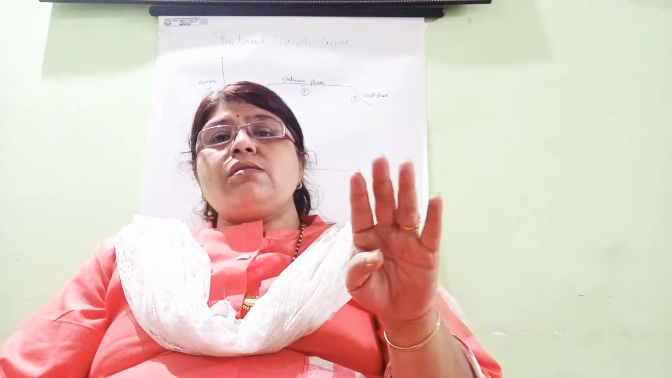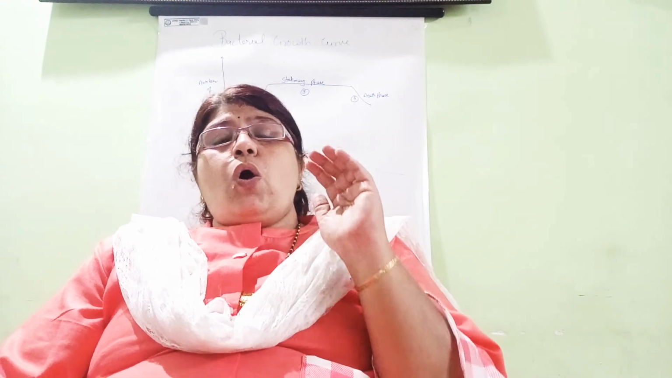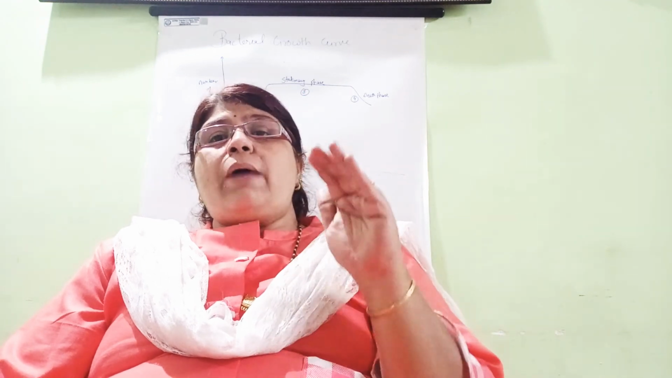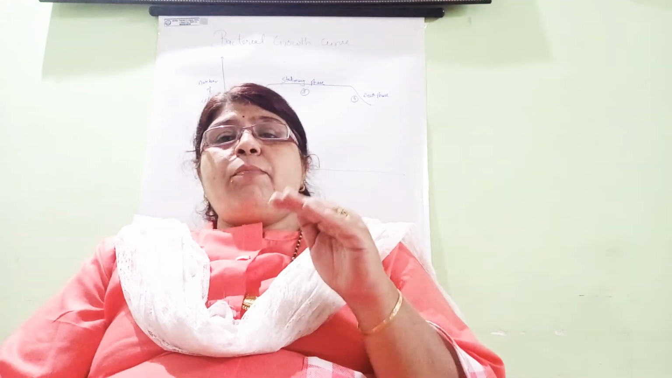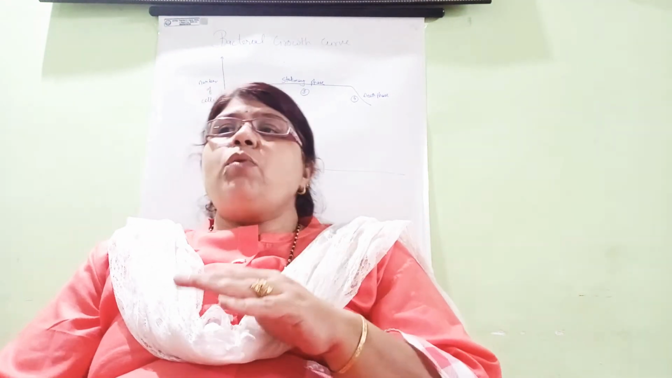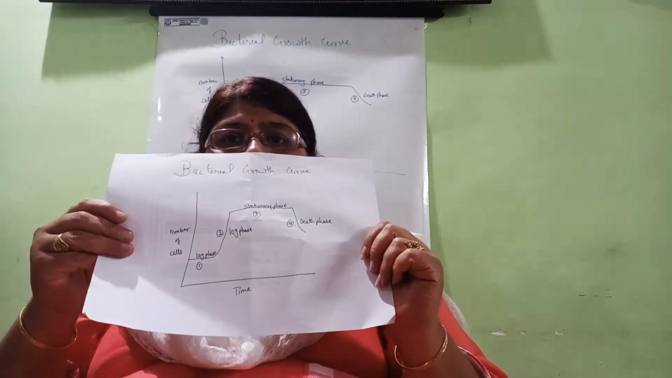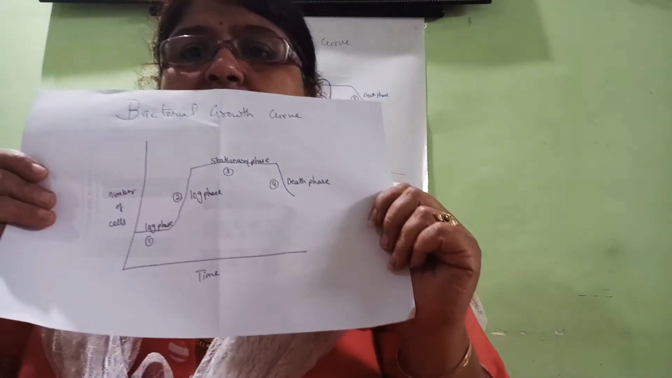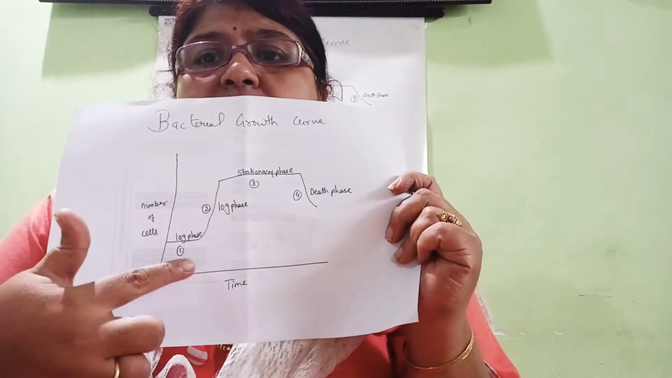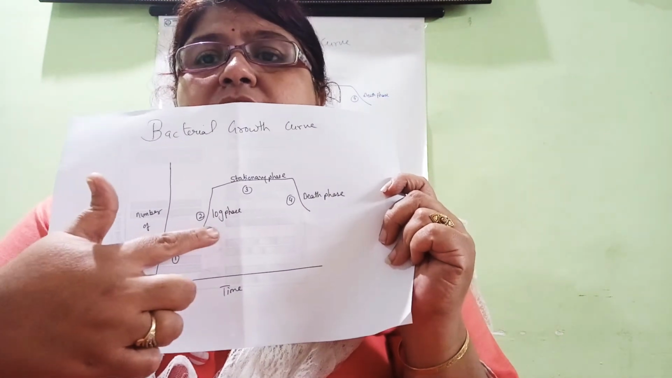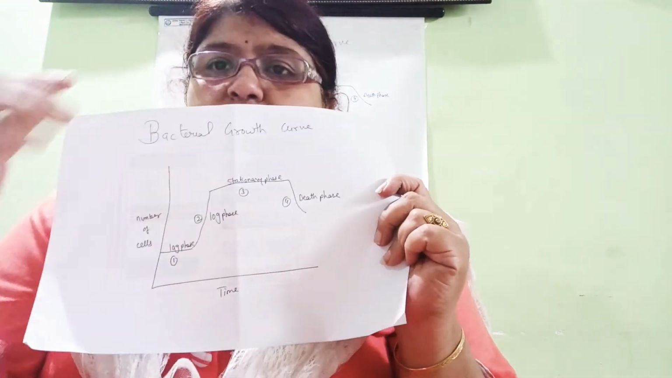These four phases are studied by drawing a curve. On the x-axis we plot number of cells and on the y-axis we plot time. By plotting number of cells on the x-axis and time on the y-axis, we get this type of curve. This curve is basically divided into four phases. First is lag phase, second is log phase, third is stationary phase, and fourth is death phase.